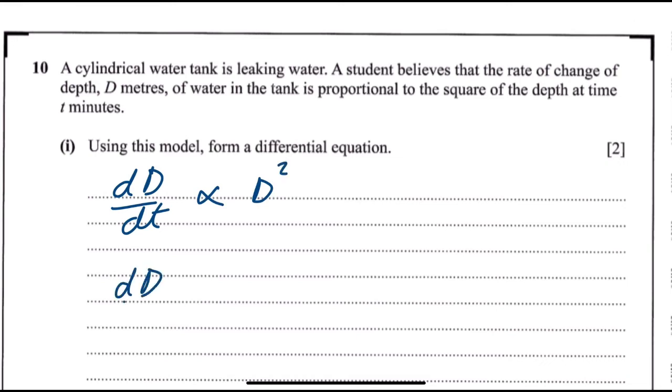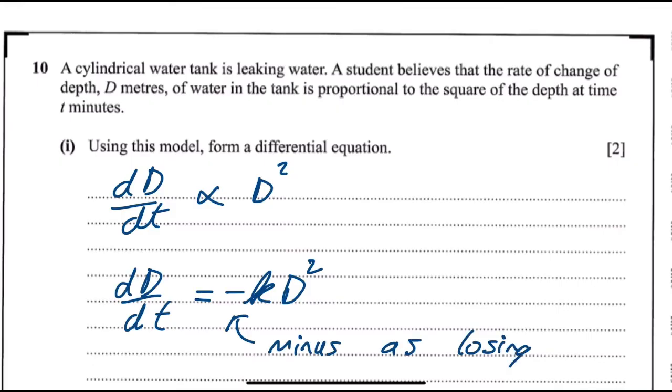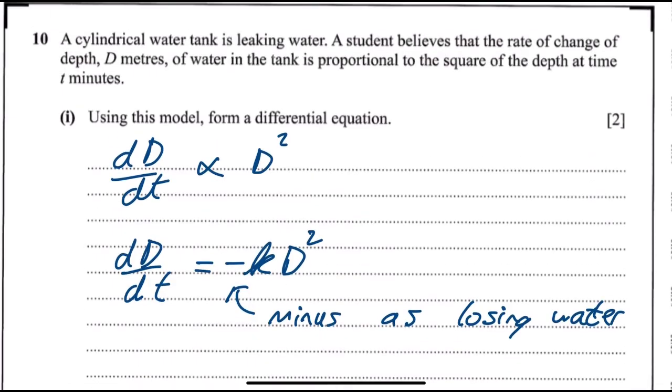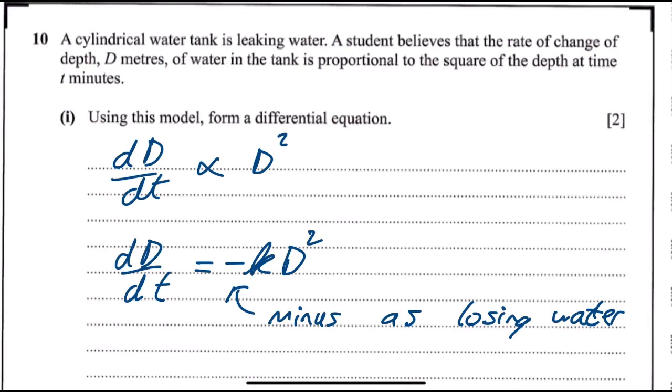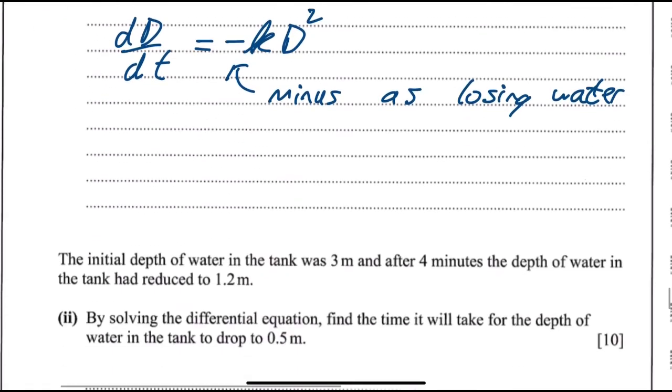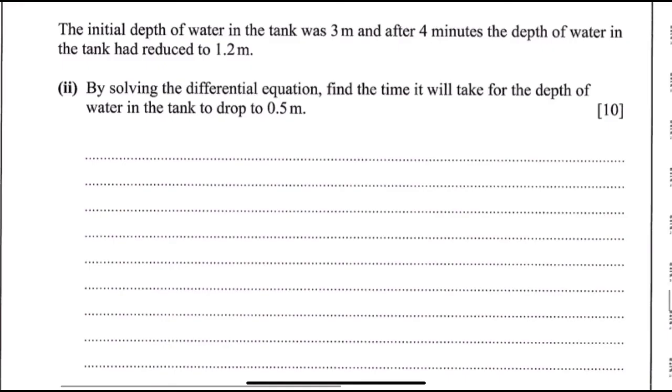And then I would just write dD by dt is equal to minus k D squared. I'll just say here minus, as it is losing water. Okay, it's leaking, so it's losing water. Okay, and that's it. So that was your forming a differential equation. People think they have to do an awful lot more than that. That's the differential equation. You've still got d something by dt. That's all you've got to do with that. And it's only 2 marks, so you're not going to want to do too much more. What we then want to do is a bit of separating the variables.